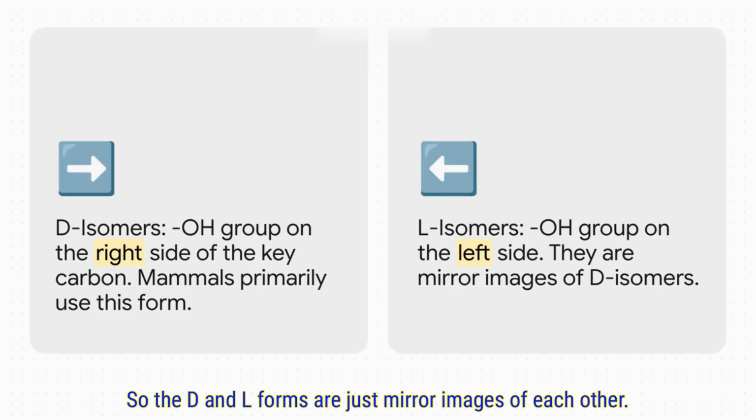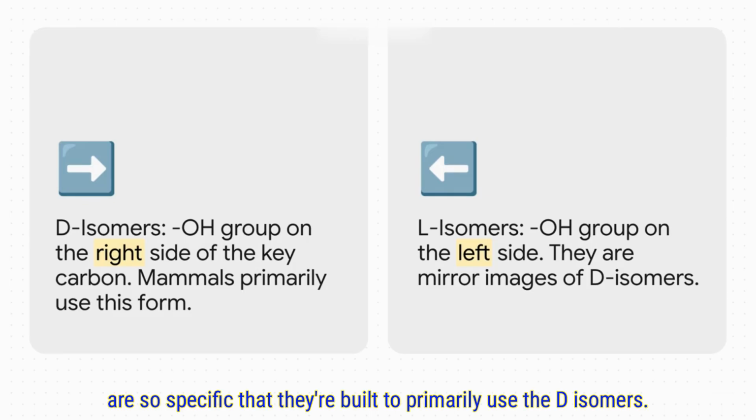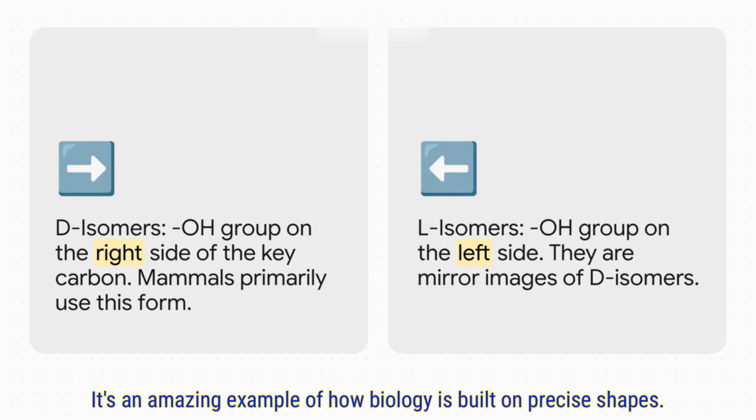So the D and L forms are just mirror images of each other. But what's really fascinating is that our bodies, our enzymes, are so specific that they're built to primarily use the D isomers. It's an amazing example of how biology is built on precise shapes.